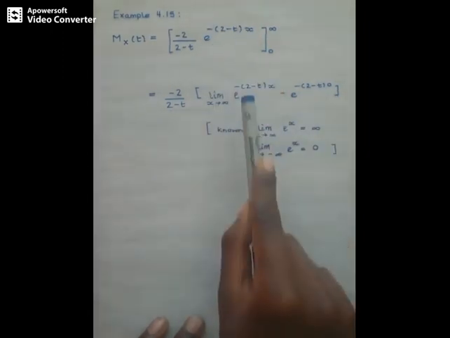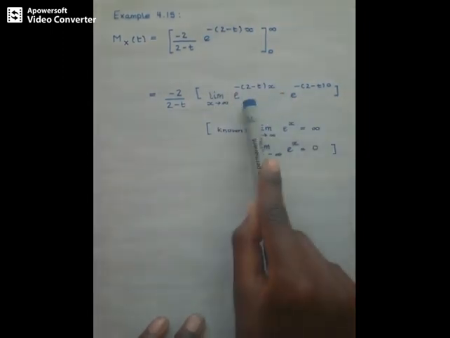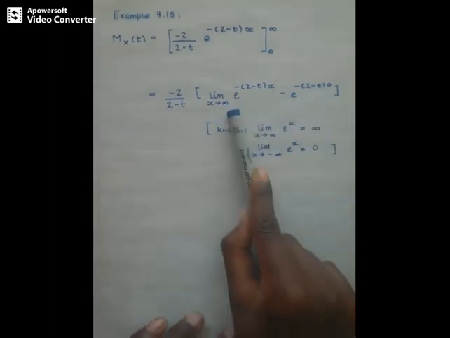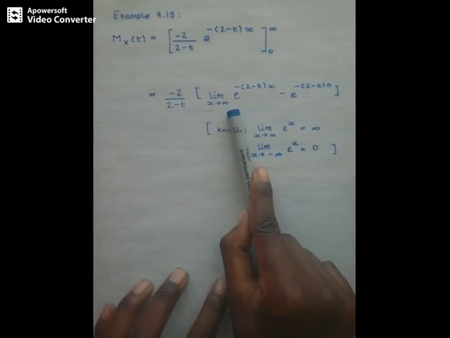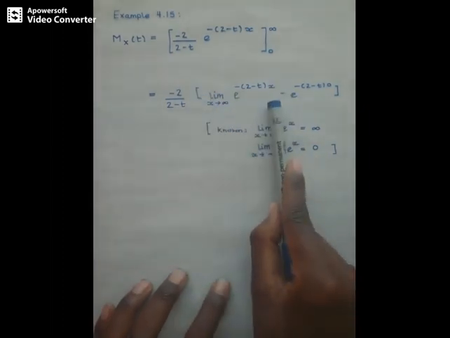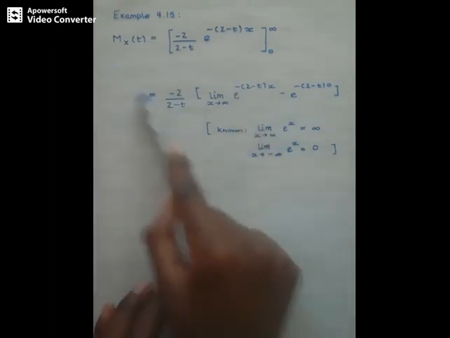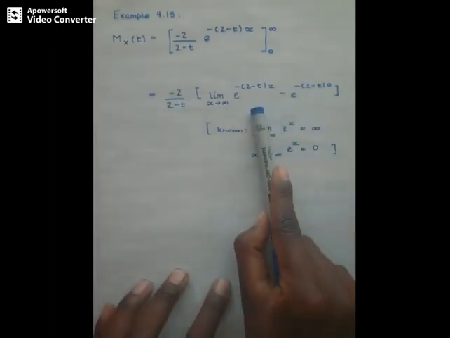Remember you always find the difference, upper limit minus lower limit. So this is one of those examples where you're faced with that same dilemma where this thing is going to go to infinity for some values of t, and therefore the whole moment generating function will not be defined.